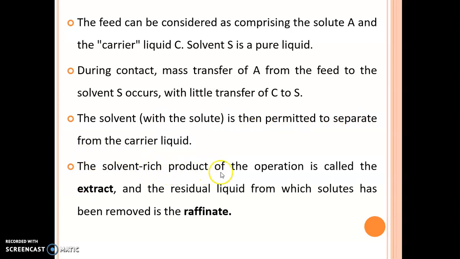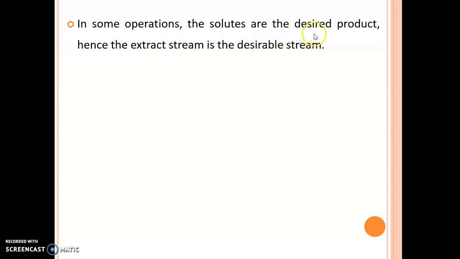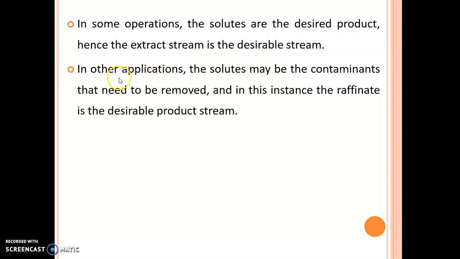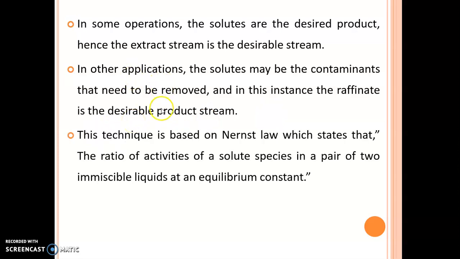The solvent-rich product of the operation is called the extract, and the residual liquid from which solutes have been removed is the raffinate. In some operations, the solute is the desired product, hence the extract stream is the desirable stream. In other applications, the solutes may be contaminants that need to be removed, and in this instance, the raffinate is the desirable product stream. This technique is based on Nernst law, which states that the ratio of activity of a solute species in a pair of two immiscible liquids is at an equilibrium constant.